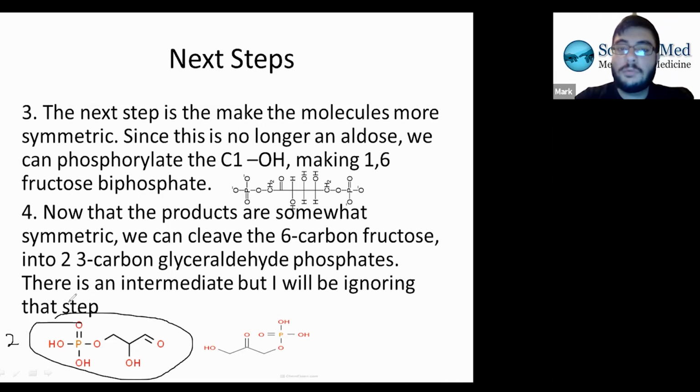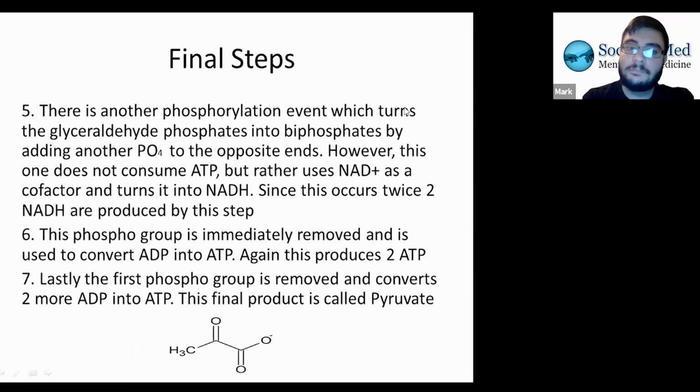So far we've had to phosphorylate twice, and we've had to use 2 ATPs already, right? So we're at a pretty significant net loss. Now there is another phosphorylation event which turns the glyceraldehyde phosphates into bisphosphates by adding another PO4 to the opposite end. So again, we're phosphorylating one more time for each 3-carbon, and since we have 2 3-carbons, we have to use up 2 more phosphorylations. But these don't use ATP.